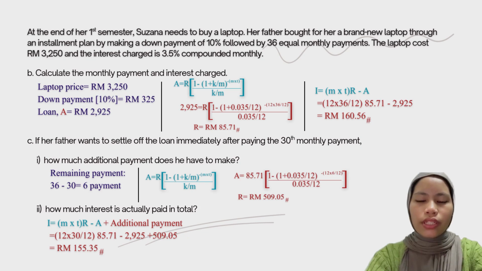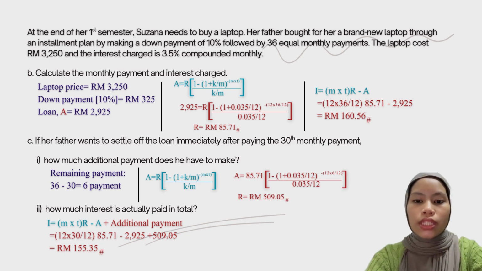Her father bought her a brand new laptop through an installment plan by making a down payment of 10%, followed by 36 equal monthly payments. The laptop cost 3,250 ringgit and the interest charge is 3.5% compounded monthly. Question B. Calculate the monthly payment and interest charge.